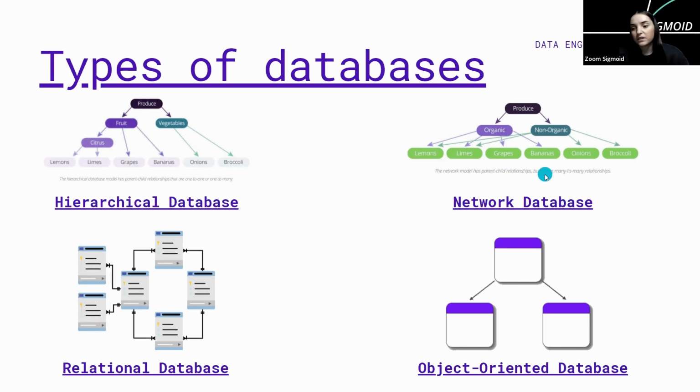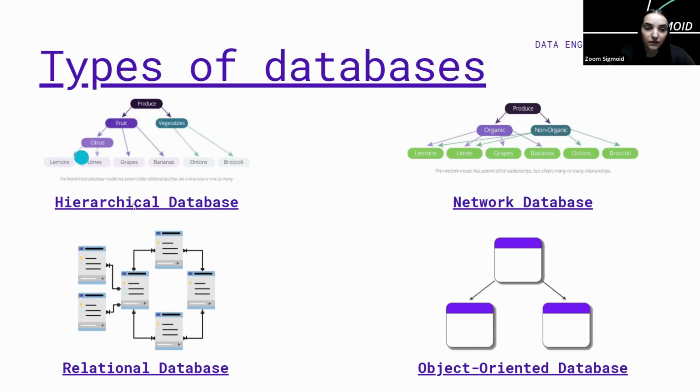The network database follows the network data model. Here, the representation of the data is in the form of nodes connected via links between them. Unlike the hierarchical database, it allows each record to have multiple children and parent nodes to form a generalized graph structure.